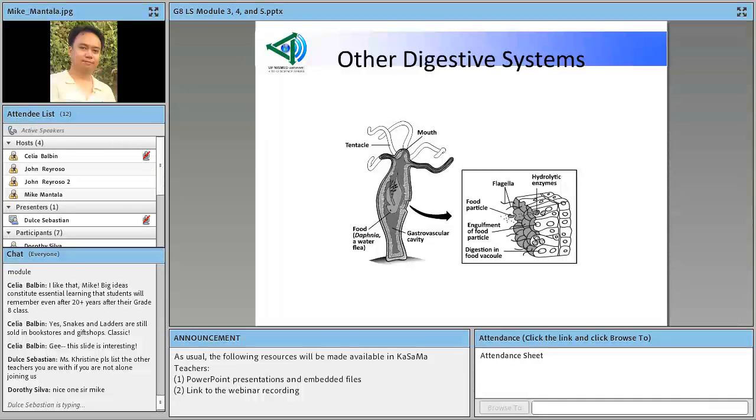Okay, so its body plan is simple. Okay, which is composed of just 2 layers of cells. So it has no need for a complex digestive system, similar to what you've seen earlier.